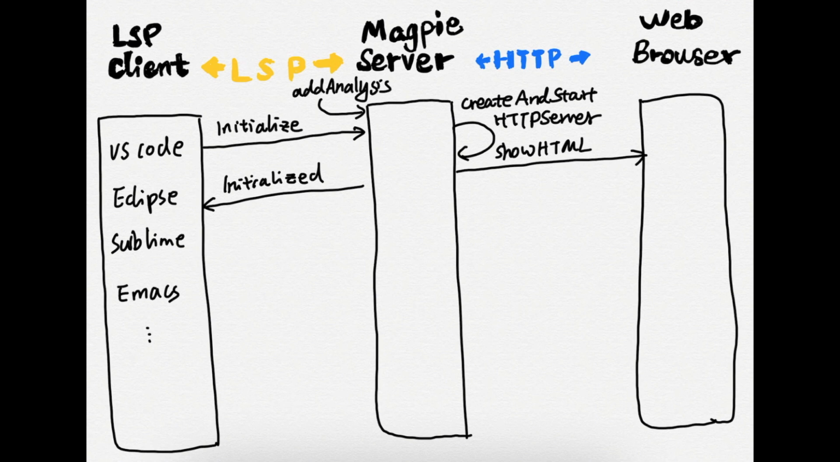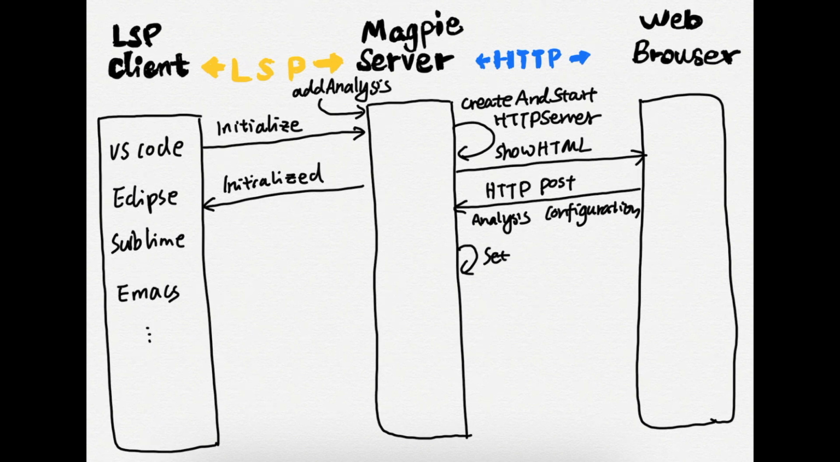This HTML page displayed in the default web browser displays all configuration options and actions allowed by the analysis which has been added to the Magpie server. The user can configure the analysis in the web browser and submit the configuration back to the Magpie server in an HTTP post request. The Magpie server receives the request and sets up the analysis configuration with the parameters in the request.